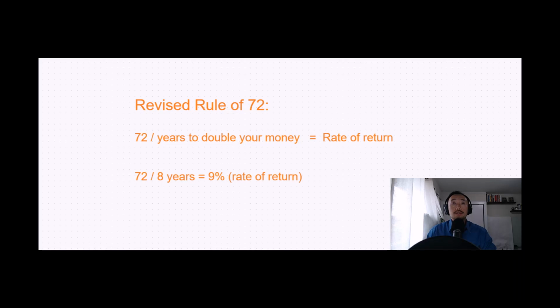Rule of 72. To calculate how long it will take your money to double in a compound interest environment, you can use the rule of 72.